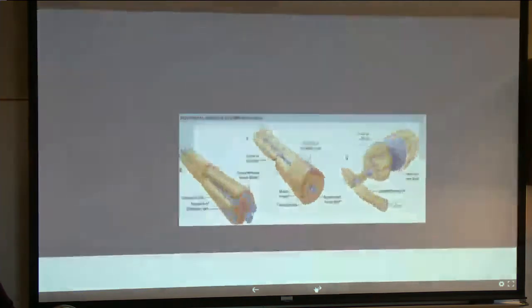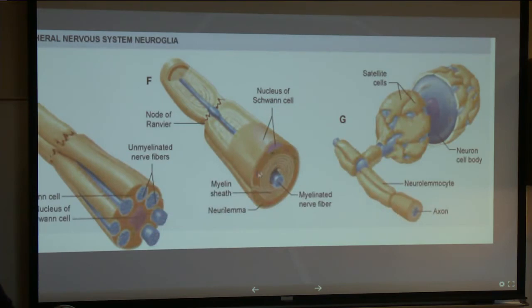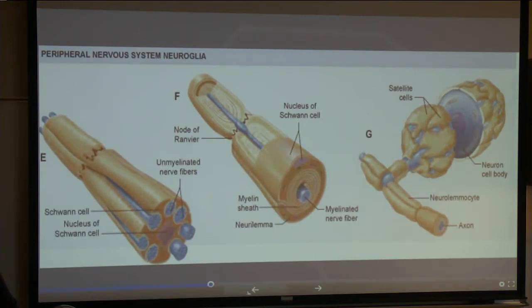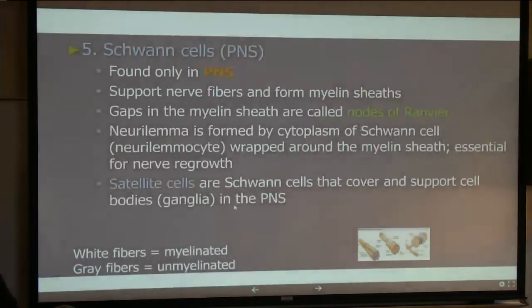If we look at this right here, we can see the myelin sheath around the nerve fiber, and we can say this nerve fiber is ultimately myelinated because it has that sheath around it. This is the fiber that has the myelin sheath. Neurolemmacyte is the cell which wraps around. And here, the cell body, if it's wrapped with this sheath, is called a satellite cell. The terminology is a little bit different, but it's the same fundamental thing.